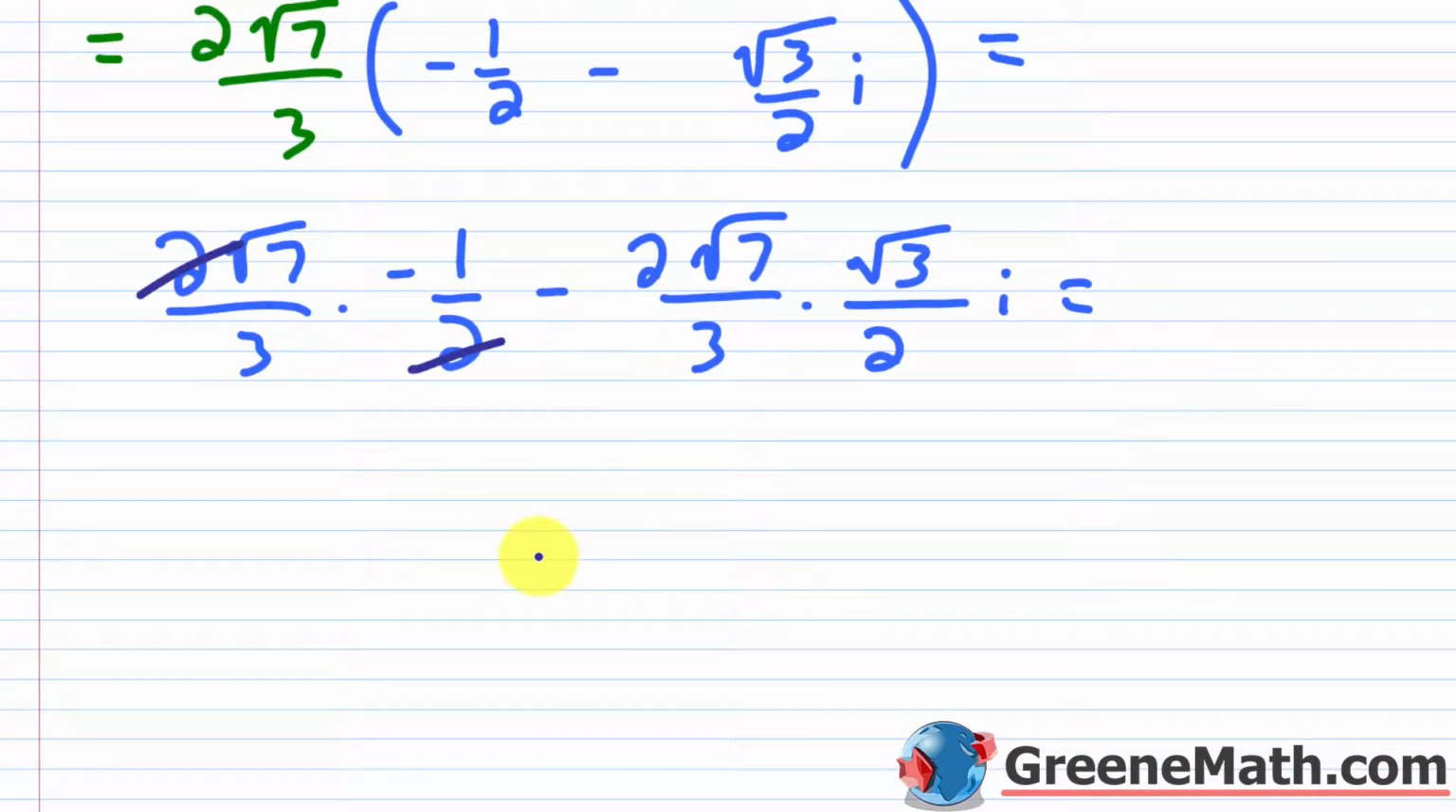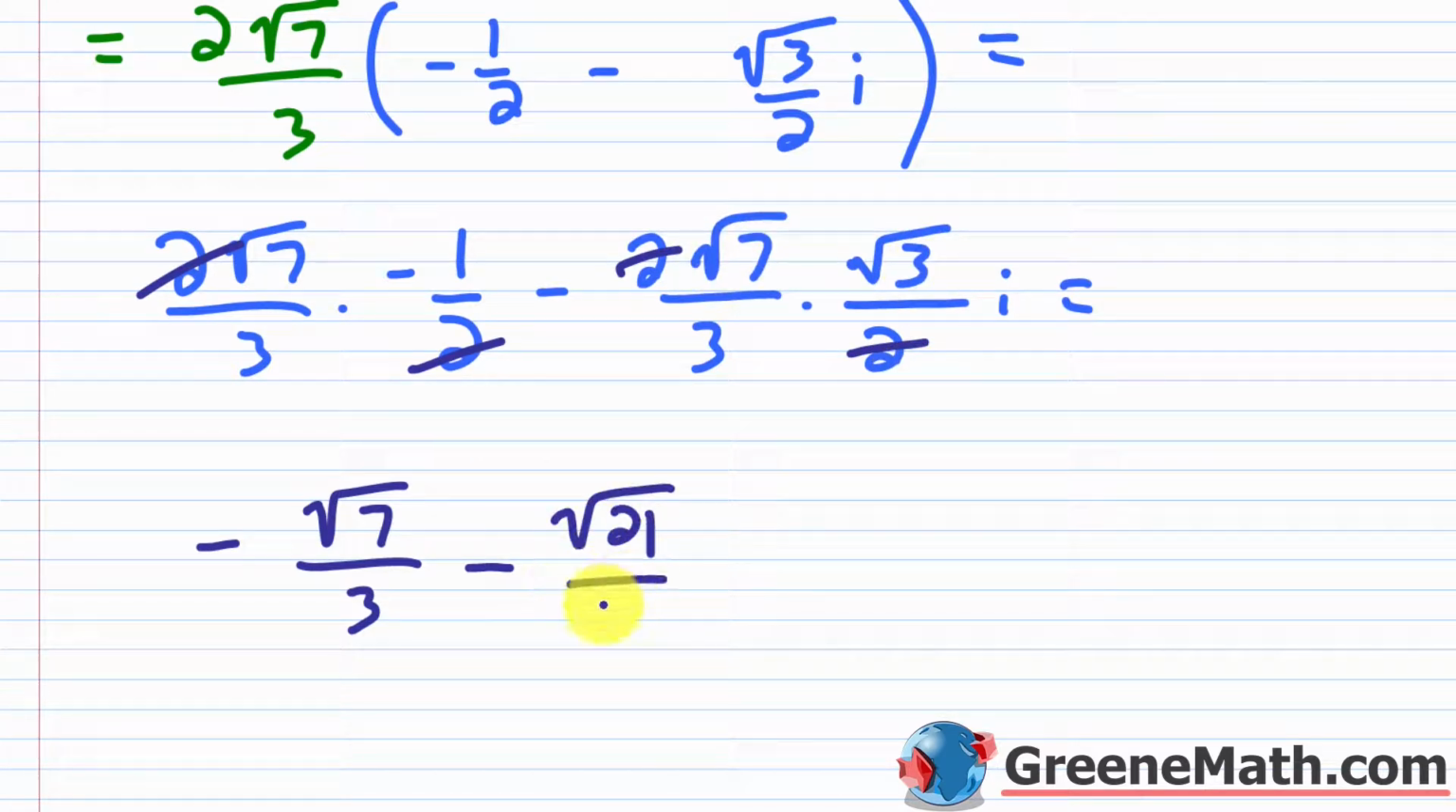So the 2's are going to cancel here. You'll have the negative of the square root of 7 over 3. And then minus, the 2's are going to cancel here. Square root of 7 times square root of 3 is the square root of 21. And then this is over 3, and of course times I. So here is your rectangular form if you're asked to give that answer.